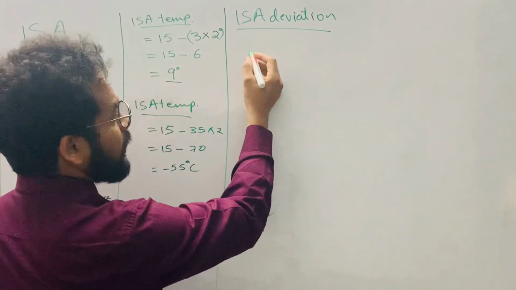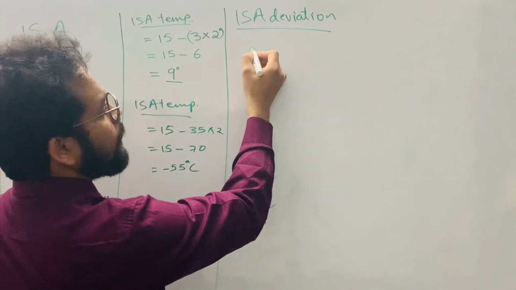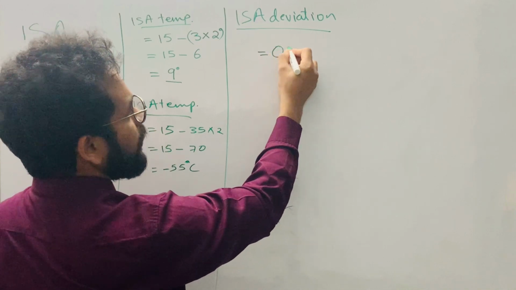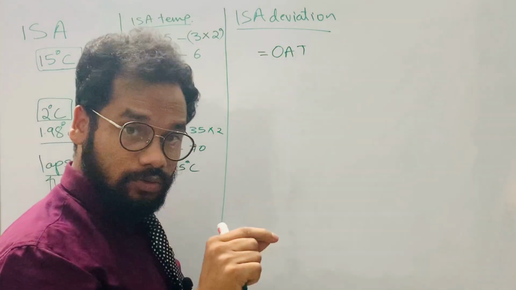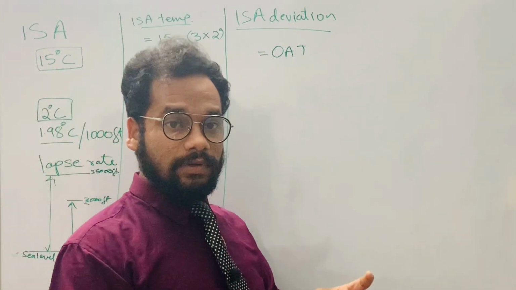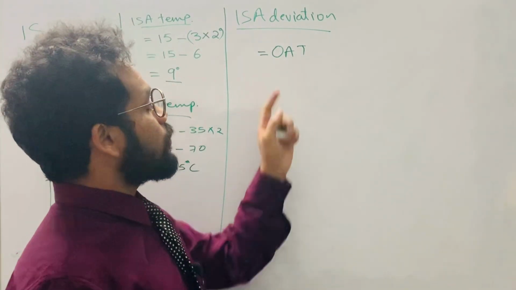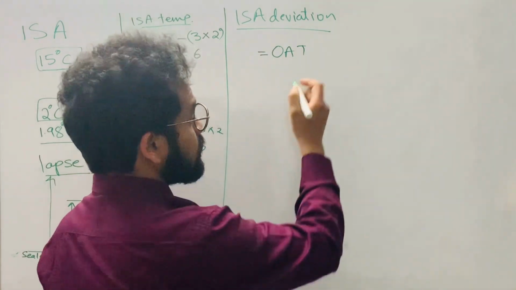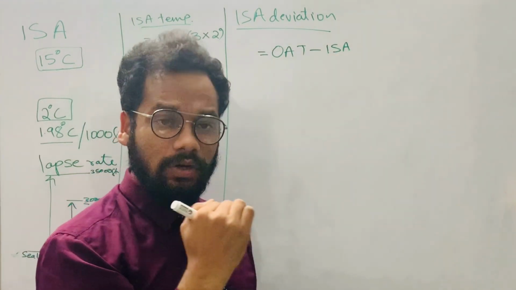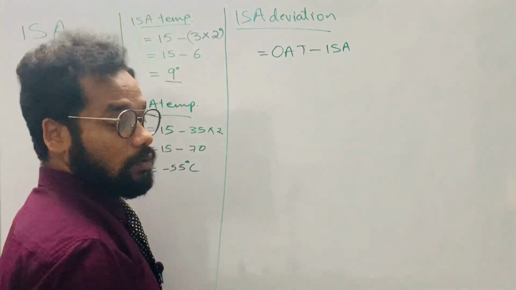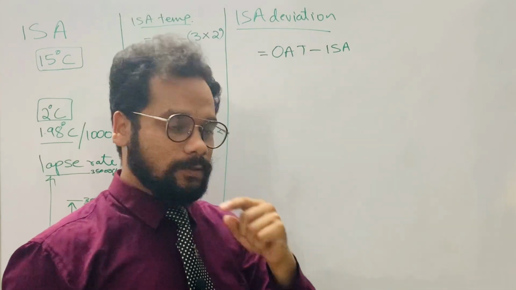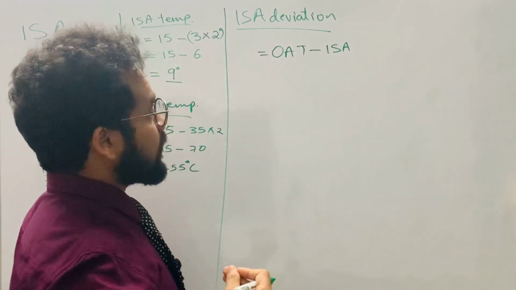In order to calculate the ISA deviation, there is a formula: ISA deviation is equal to OAT at that particular altitude. Suppose it's 3000, then at that altitude, what is the temperature on that particular day? So OAT, which is the actual temperature, minus the ISA temperature at that particular altitude. It means the actual temperature minus the ISA at that altitude. Let's take an example to understand this.